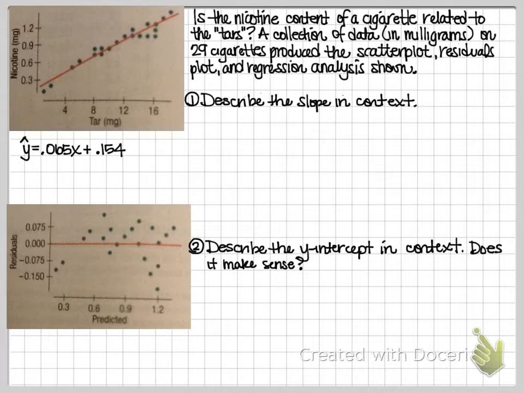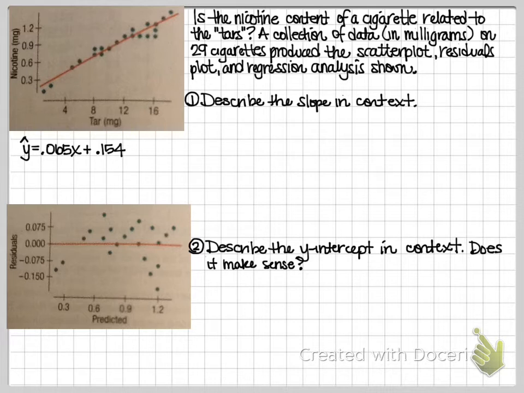All right, so we've got some content here, and we know context is extremely important in statistics because otherwise they're just numbers and we don't know what those numbers represent. The information here is about the nicotine and tar content inside of cigarettes. Is the nicotine content of a cigarette related to the tar in the cigarette? A collection of data in milligrams on 29 cigarettes produced the scatterplot, residual plot, and regression analysis shown.